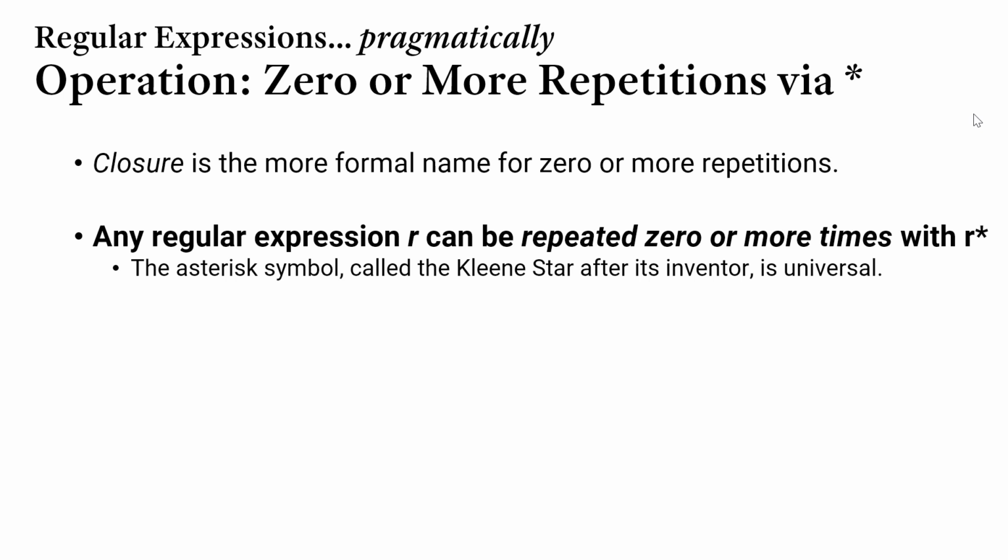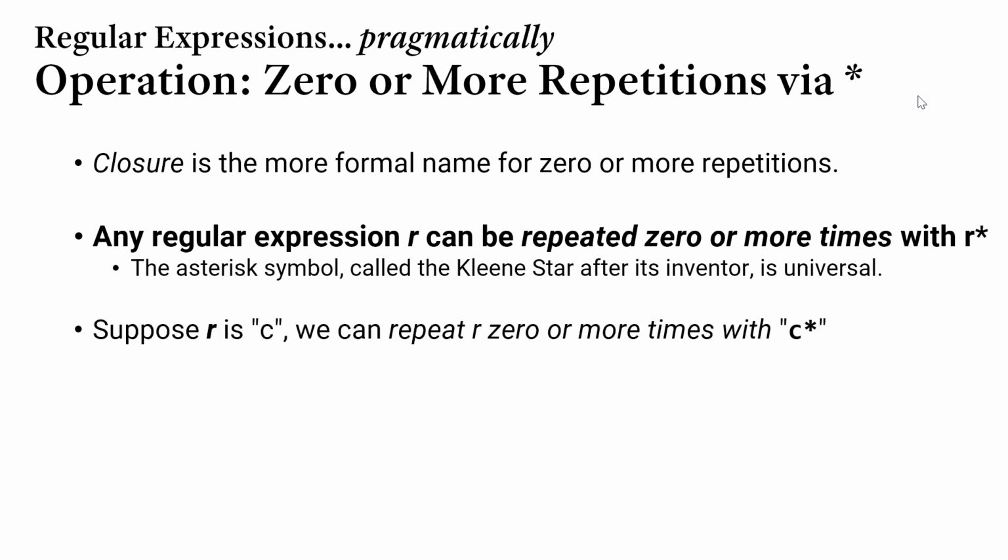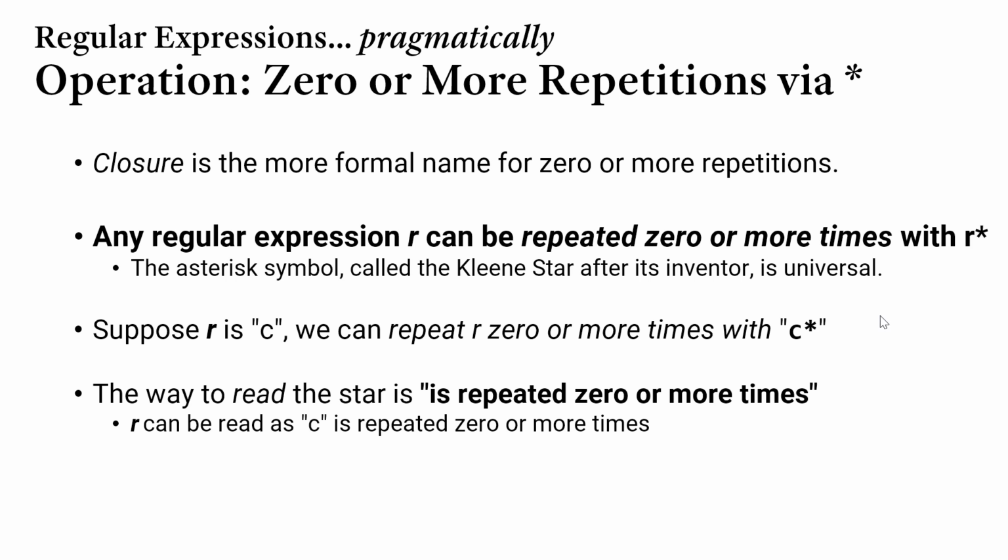The asterisk symbol is formally called the Kleene star, named after its inventor, Stephen Kleene, I believe back in the 40s or early 50s. And this is a universal symbol that you'll see all over the place in regular expressions, and how we specify 0 or more repetitions of some regular expression. So if our regular expression R is C, we can repeat R 0 or more times with C followed by star or R followed by star. They would have the same meaning in this simple context.